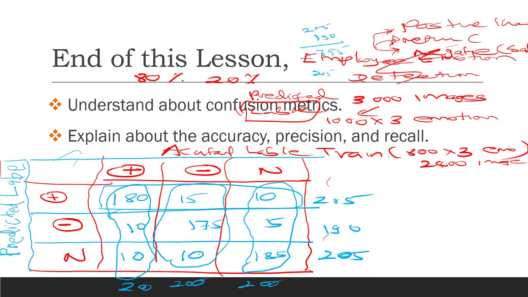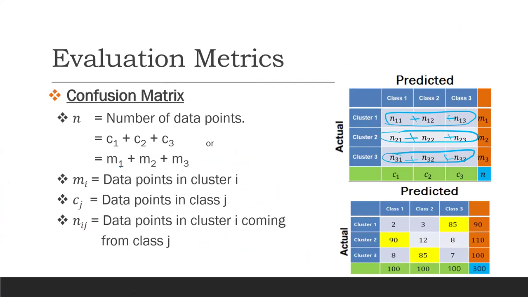If you look at the previous example, the sum of each column is 200, 200, 200, so altogether 600 instances. That is one way to calculate. Another way: first row 205, second row 190, third row 205, altogether 600. So you can get the sum of all the columns or all the rows. That's the way we calculate the total number of instances.